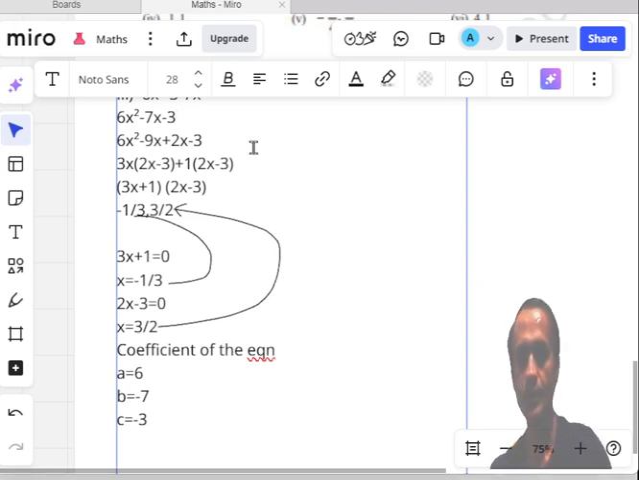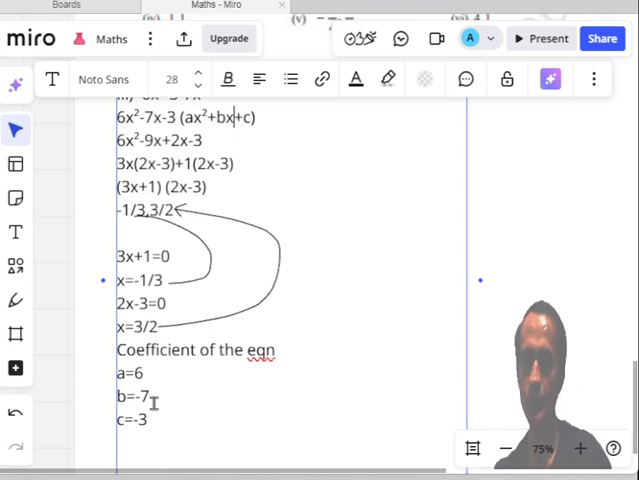We already know the standard form of a quadratic equation. This is the standard form of the quadratic equation. So we just need to find the coefficient of x square here. It is 6, so a is 6. What is the coefficient of x? It is minus 7, so b is minus 7. And what is the constant? Constant is minus 3, so c is minus 3.